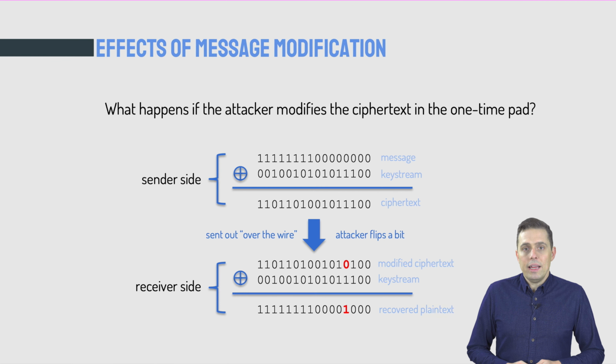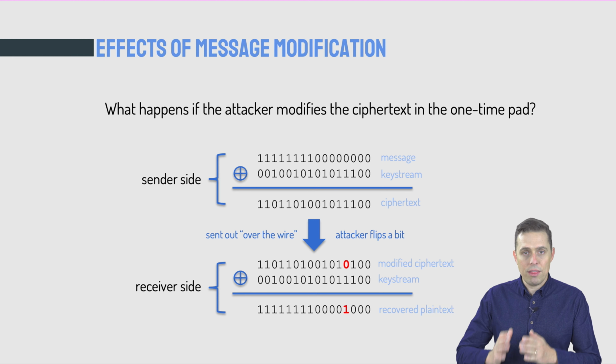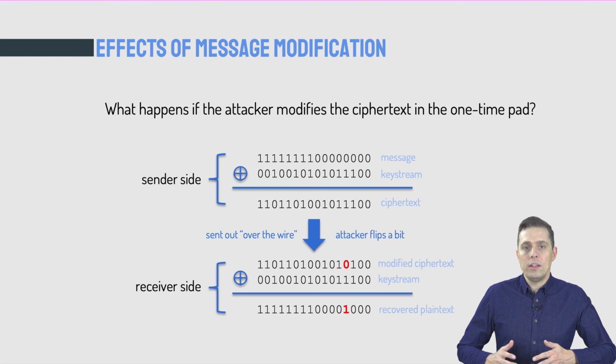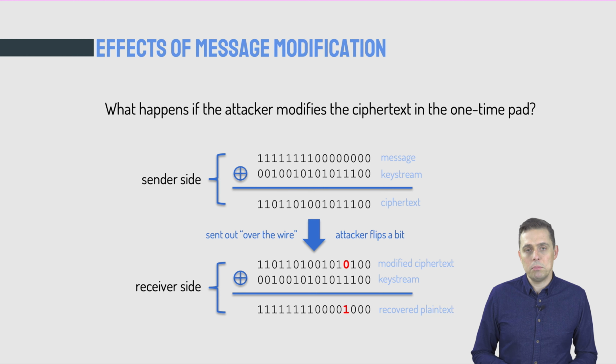Let's start by looking at the effects of message modification. If a man in the middle were to flip a bit of the ciphertext, what effect is that going to have on the plaintext? Well, if we're using a one-time pad, the effects are very straightforward. Flipping a bit of the ciphertext will have the effect of flipping that associated bit in the plaintext. So the one-time pad provides no inherent message integrity, but that's okay because we don't use the one-time pad anyway.